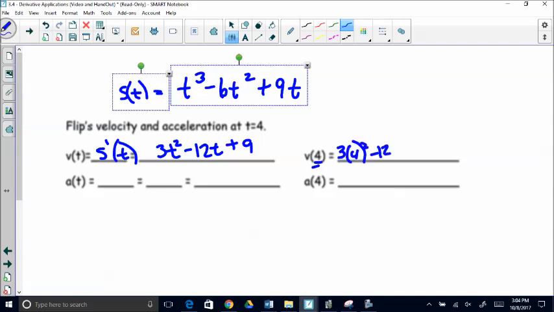And if I plug in 4, what do I get? Let's see. 3 times 16 minus 48 plus 9. 3 times 16 is 48, minus 48 plus 9 should be 9. Let's just double check that before I go on and do it wrong. So yeah, that equals 9.